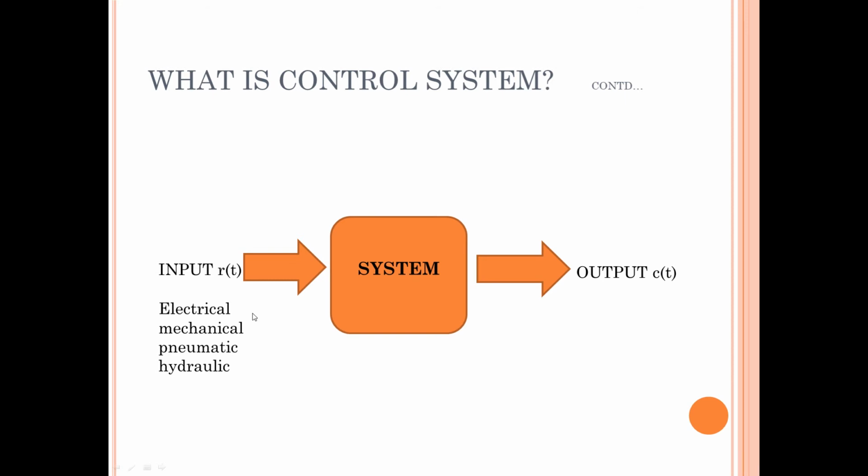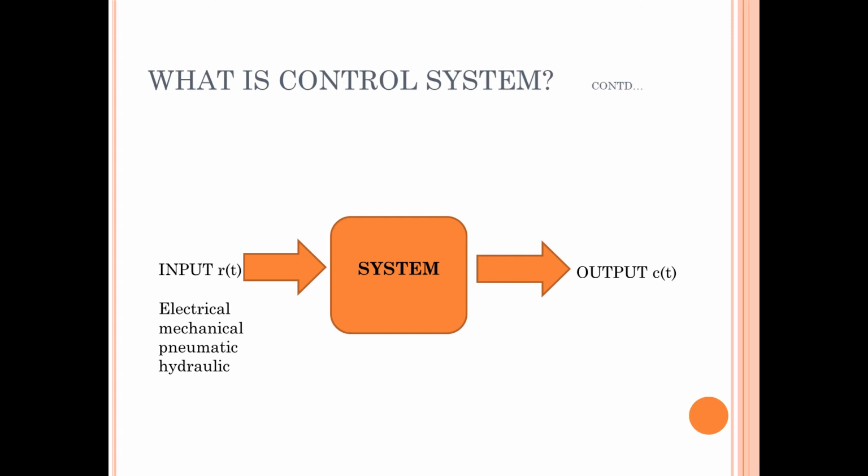Now the input variables are different types of signals. That means electrical, mechanical, pneumatic, hydraulic, and biomedical signals, or different physical variables like temperature, pressure, liquid level, or electric voltage, all of these can be used as the input of the system. And according to the input, the system will produce the output.